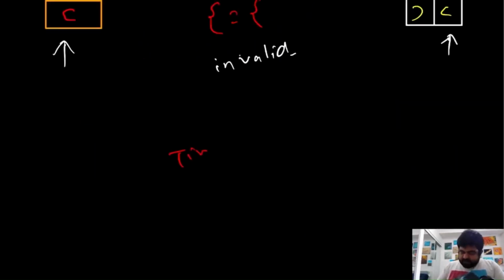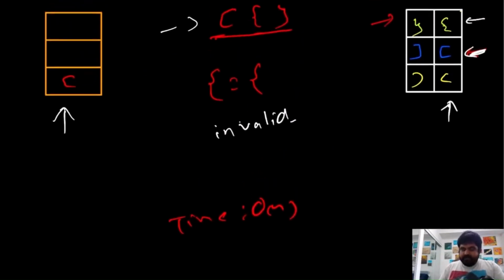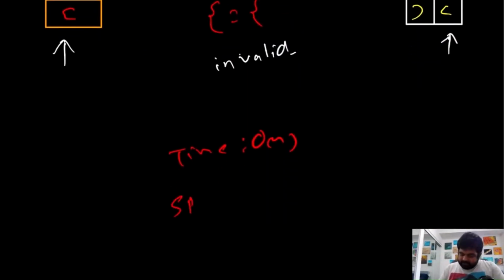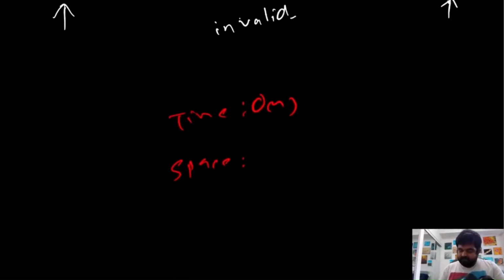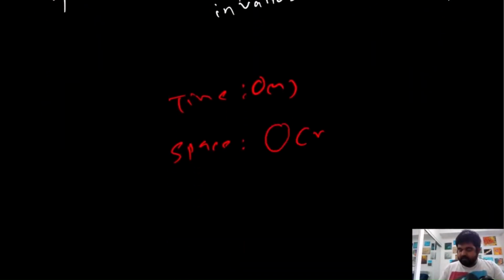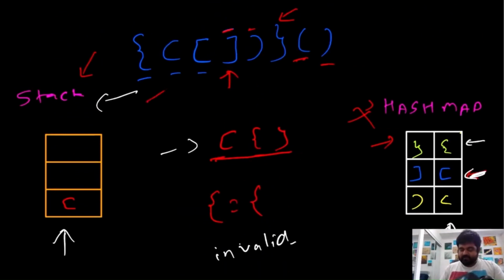Time complexity is going to be big O of n, where n is the number of entries present inside the string. Even in terms of space complexity, we are using a stack and a hash map, but we don't care about the hash map because it has a finite number of entries. But for the stack, the space will depend on big O of n as well, on the number of entries present inside the string. Now let's move on to coding.